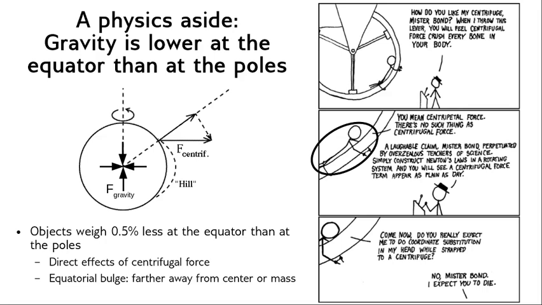On the same physics aside, gravity is actually lower at the equator than at the poles. We can think about that because if Earth is a little bit flatter, then at the equator you're farther from the center of the Earth. And we remember from Newton's laws of gravitation that if you're farther from a mass, the gravitational pull that mass has on you is less.